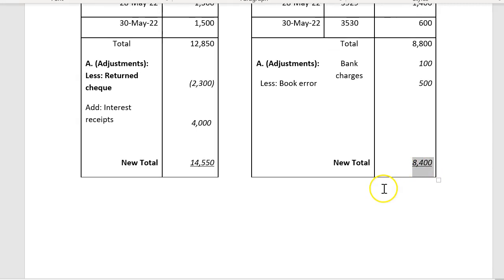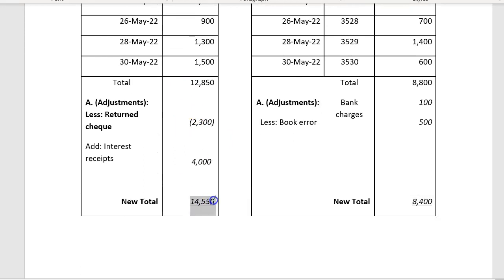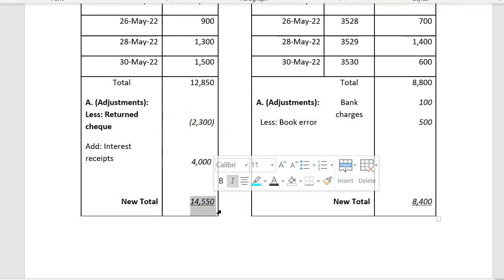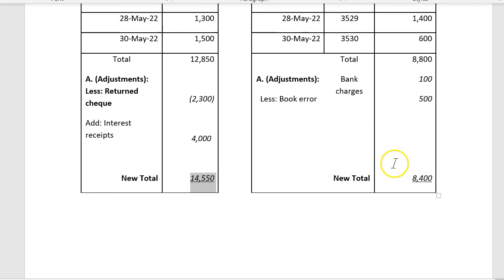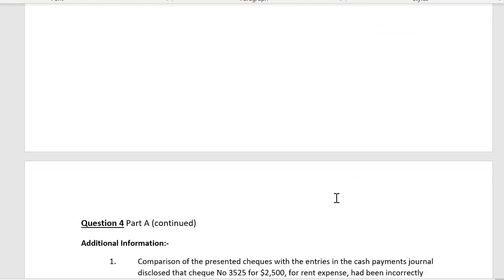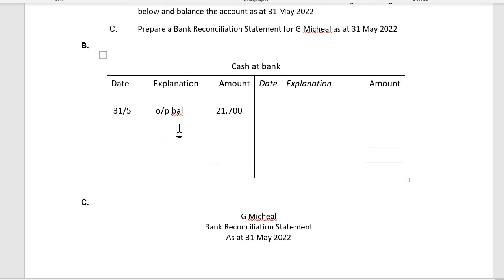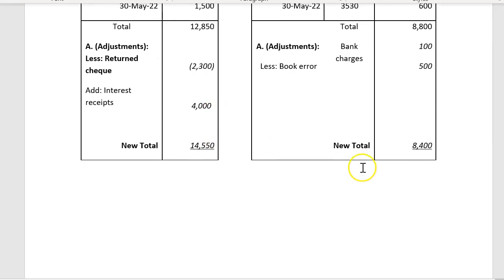The adjusted balance of cash receipts is posted to the debit side of the cash at bank general ledger, and the adjusted balance of the cash payments, which is 8,400, is posted to the credit side of the cash at bank general ledger. So cash receipts journal, which is 14,000. Did I get that right or did I get that wrong? I think it's 14,550.